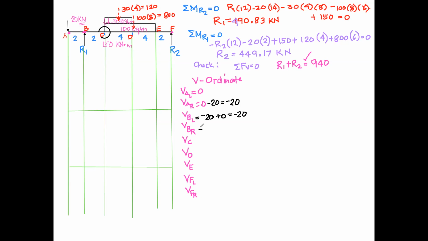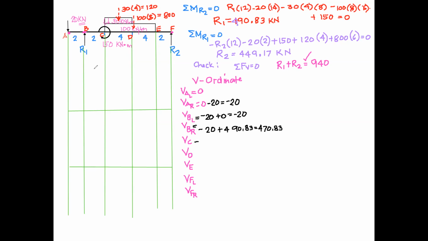Negative 20 po. Plus 490.83 po. Equals? 470.83 po.